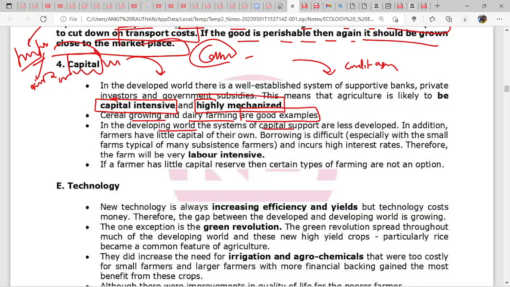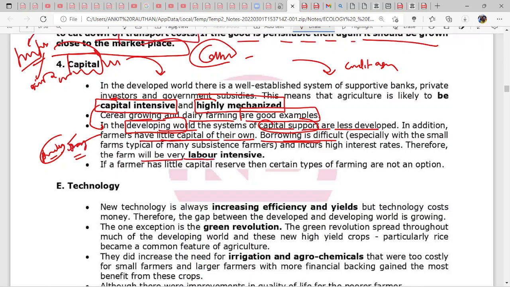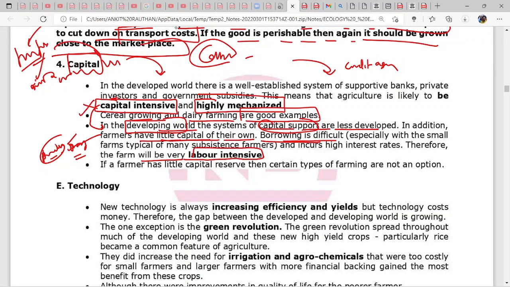In the developing world, the systems of capital support are less developed. In addition, farmers have little capital of their own. Borrowing is difficult. So in the developing world, the key is capital support is not good. It is not capital intensive. Borrowing is difficult because they don't have sufficient land. Plus, they don't have produce which they can store for a longer time because they don't have storage facilities. Therefore, the farm will be very labor intensive, not capital intensive.